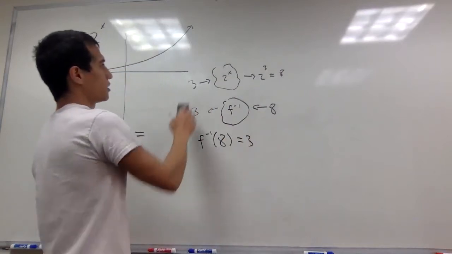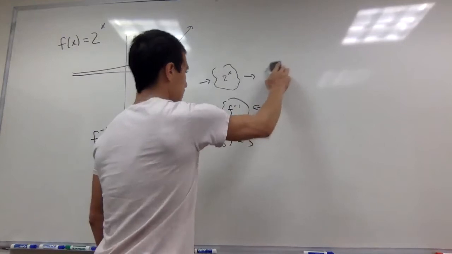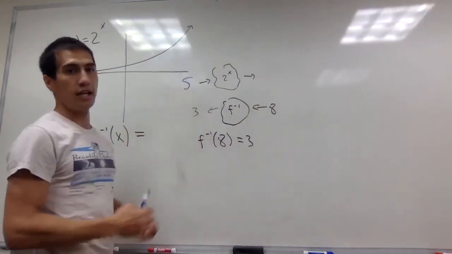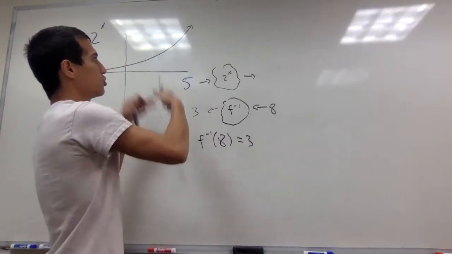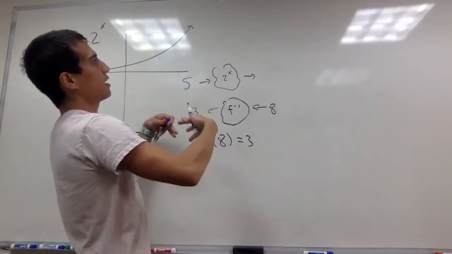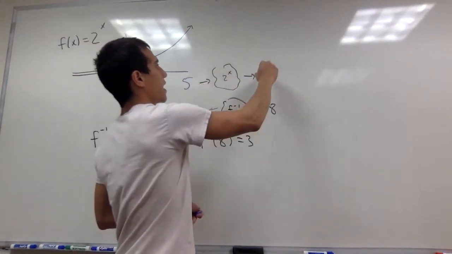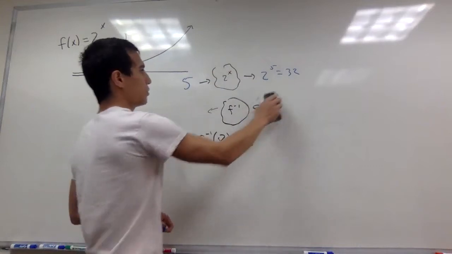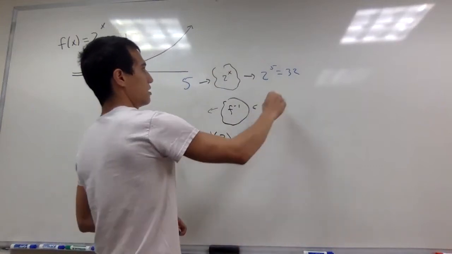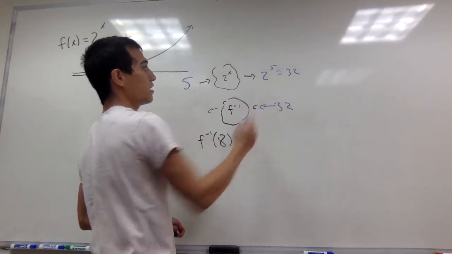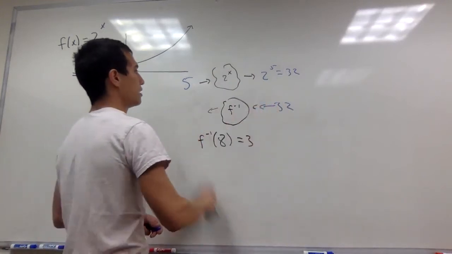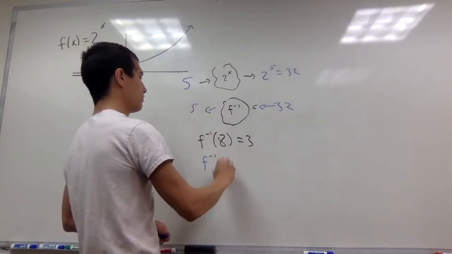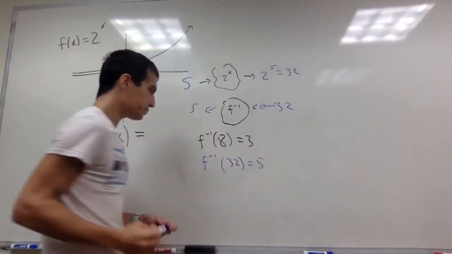Similarly, if I plug in 5 to the f machine, I take in 5, I raise 2 to the 5th power, and I get 2 to the 5th, which is 32. And so the same thing, if I input 32 into this inverse function, the output should be 5. So f inverse of 32 should be 5.